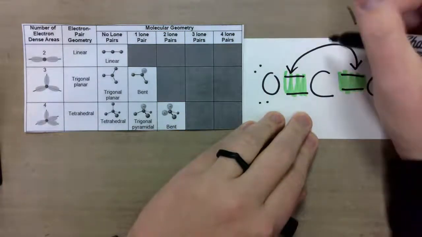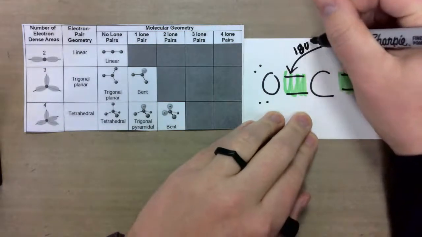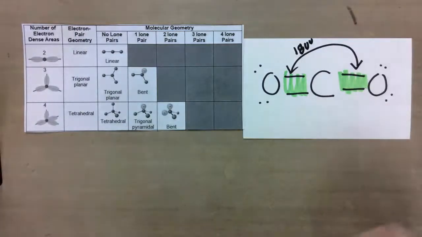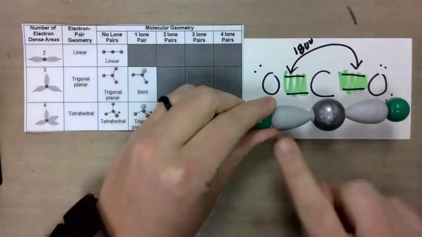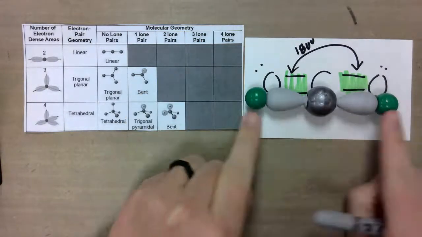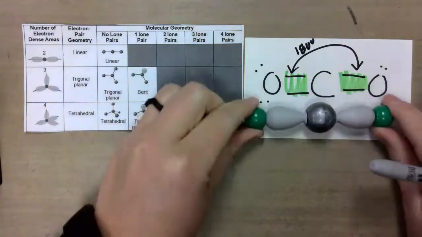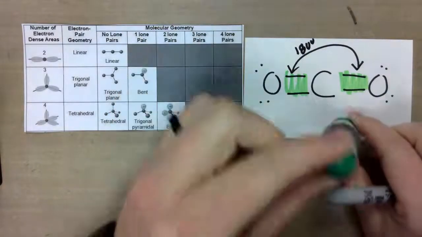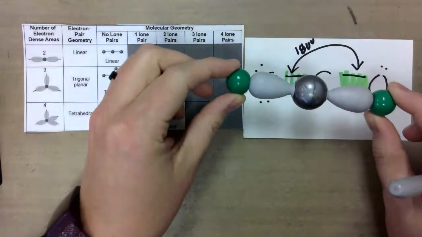In a linear molecule, it is always 180 degrees, and that's because they want to be as far away from each other as possible, these two gray areas. So the farthest they can be apart is the exact opposite from each other. Okay, it kind of sits flat. It's just a big line of molecules.